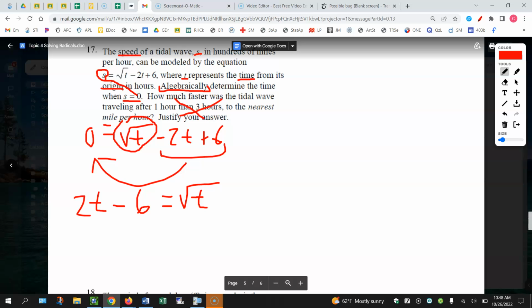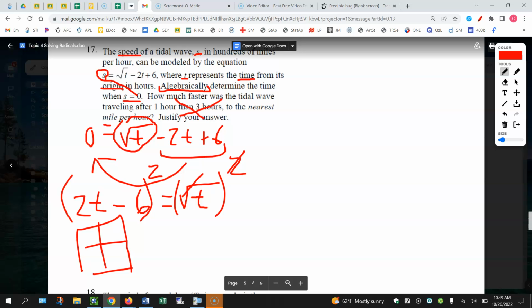And then just like we've done, think about how to get rid of the square root, how to undo that. Inverse operation is to square that. So we're going to square both sides of this equation. Don't forget your parentheses. Squaring a square root, those are inverse operations. Squaring 2t minus 6, you're going to have to use the tabular method and go through that.